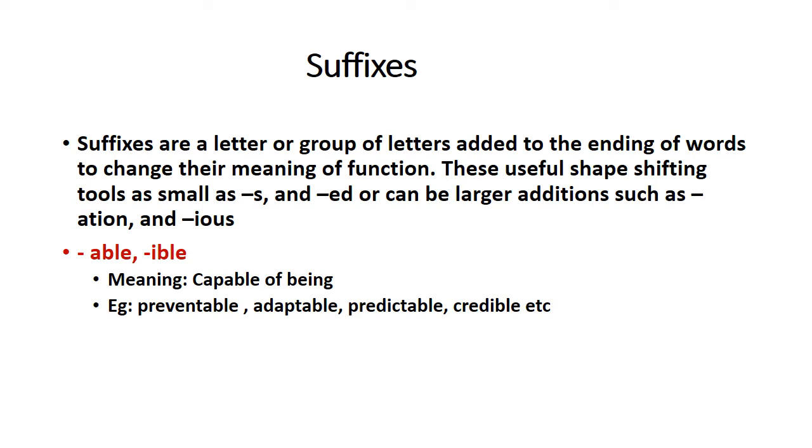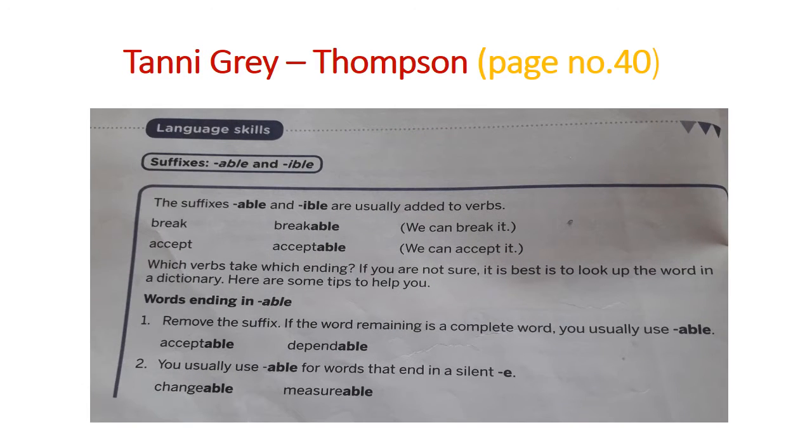So the meaning of this is capable of being. So if you add these suffixes to the main word, then it will have the meaning of being capable. Example: preventable, adaptable, predictable, credible, etc. Suffixes ABLE and IBLE, which means able and able.